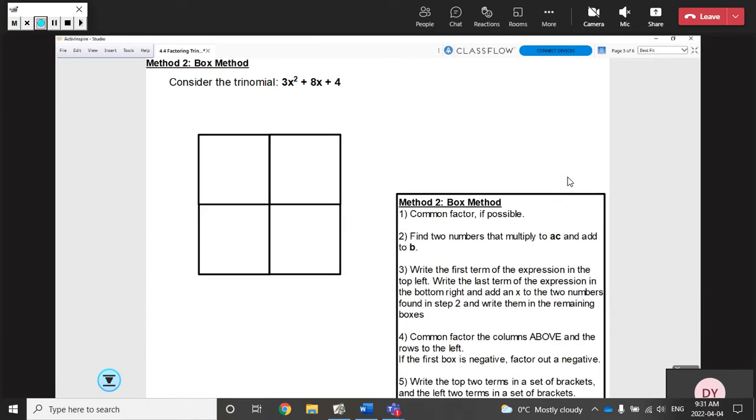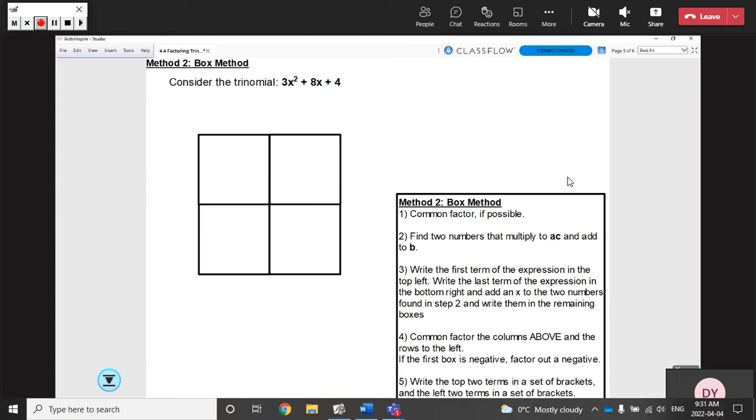Now, if that method is not for you, we have another method here. It's called a box method. Very similar to, I suppose, your science lesson, right? Remember that science lesson on Punnett squares? How you kind of set them up like this? Well, very similar to how we can do FOIL, right? We set up FOIL like this.